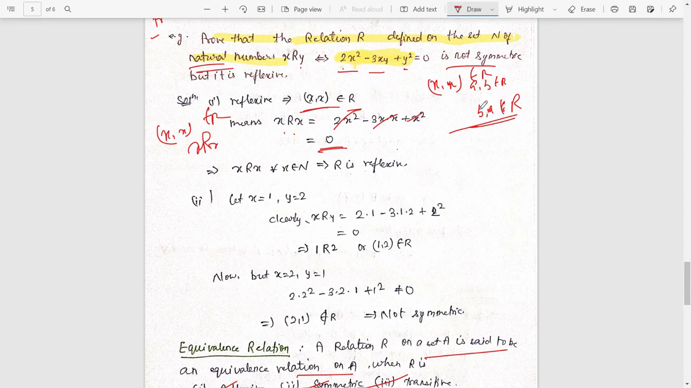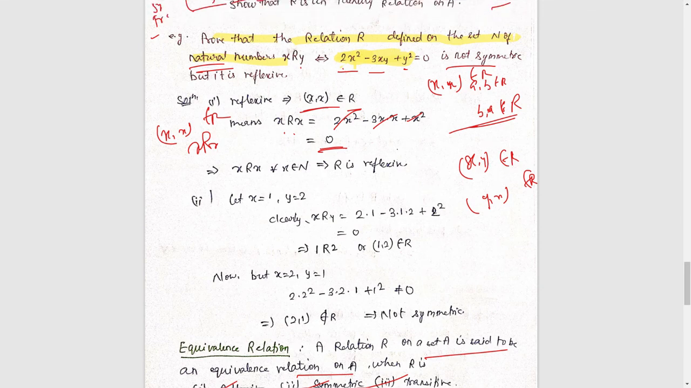Now for not symmetric, we have to prove that if (x, y) is any element in R, then (y, x) does not belong to R. If we find any counter example, this is proved. In mathematics, if we want to prove anything, we have to prove it in general. But if you want to disprove anything, disprove meaning that something is not true, then to disprove anything, you just need to find a counter example.